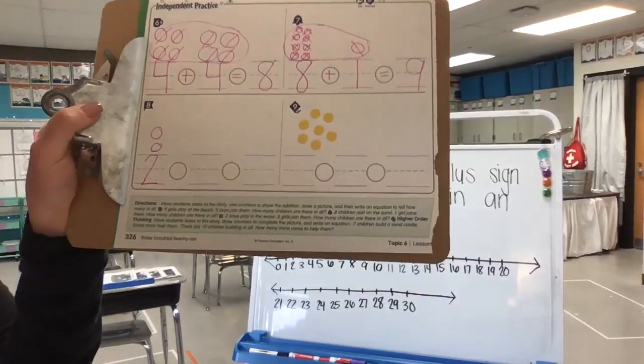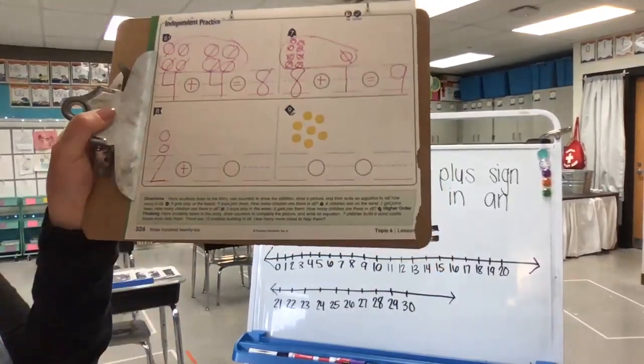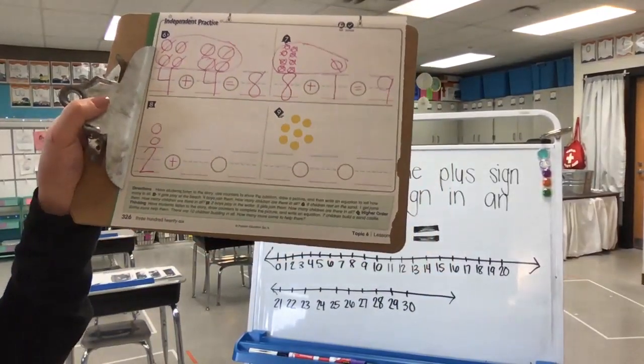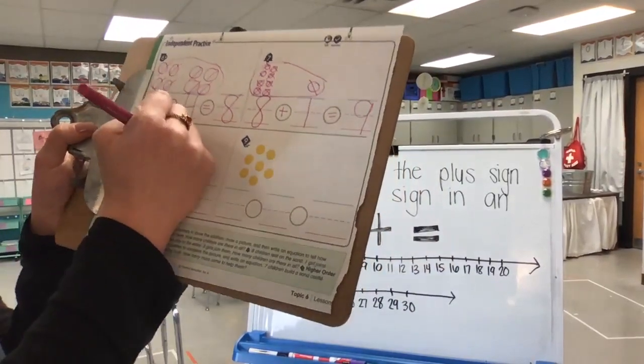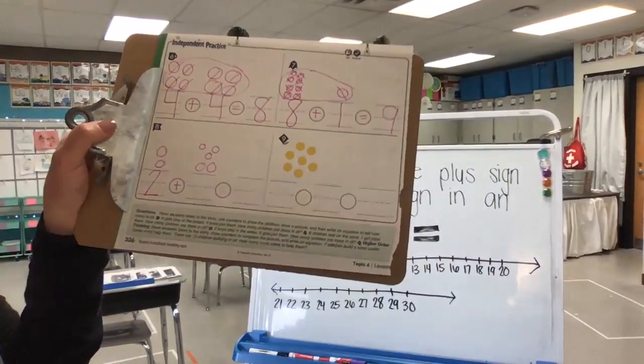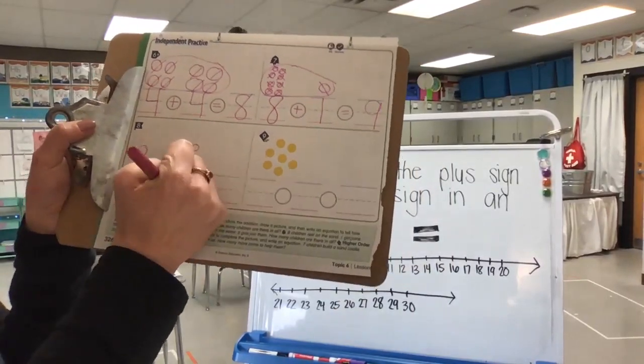What do I need to do next? Put my addition symbol. And then how many join them? Let's see how many are in the second group. 5. 1, 2, 3, 4, 5. Okay, so I'm going to write a 5 on the next line.